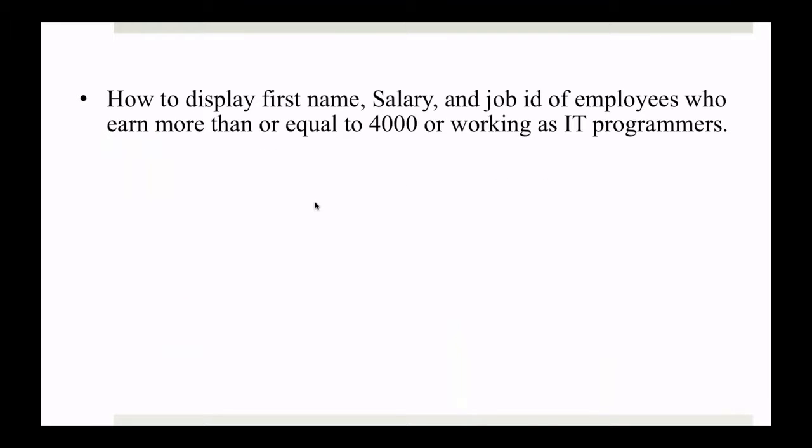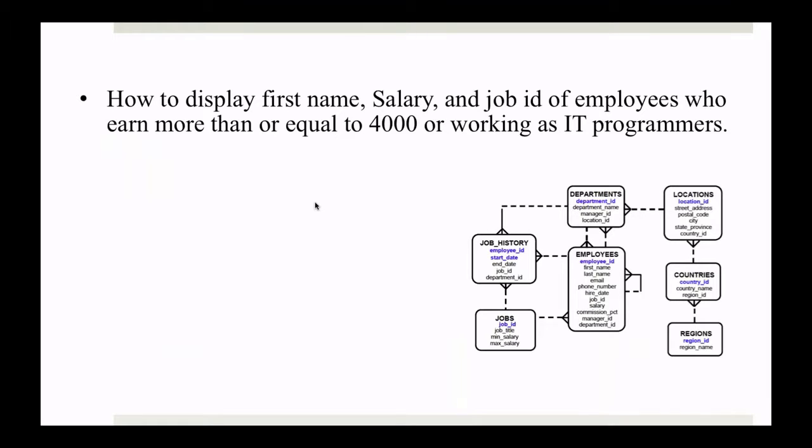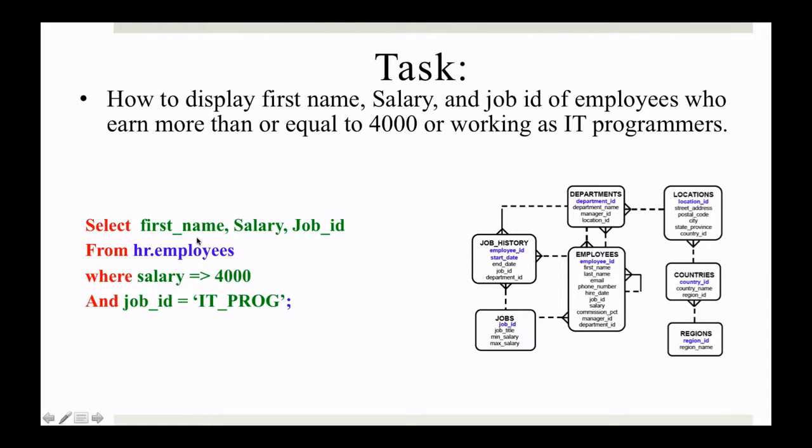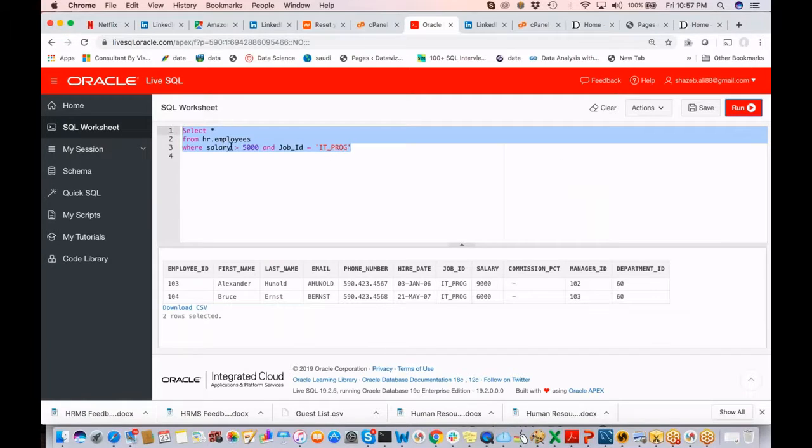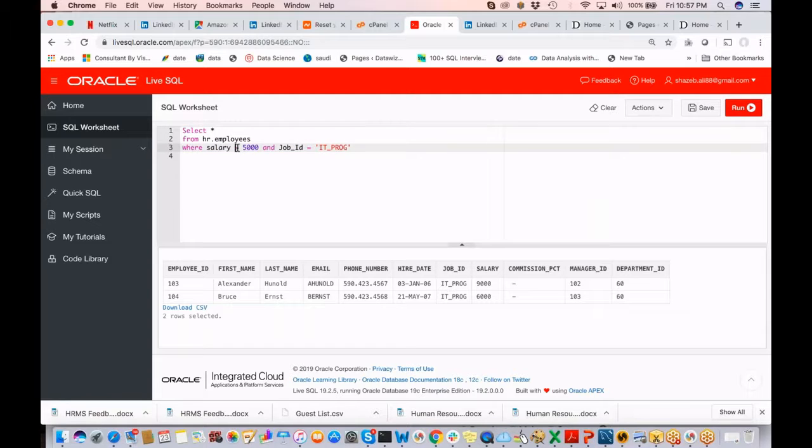Let's do this question over here first. How to display first name, salary, and job ID of employees who earn more than or equal to 4,000 or are working as an IT programmer. So the answer for this one is select first name, salary, job ID. These are the columns which we need to select. And then we want those who have more than or equal to 4,000. So all I need to add over here is greater than or equal to, and just 4,000.